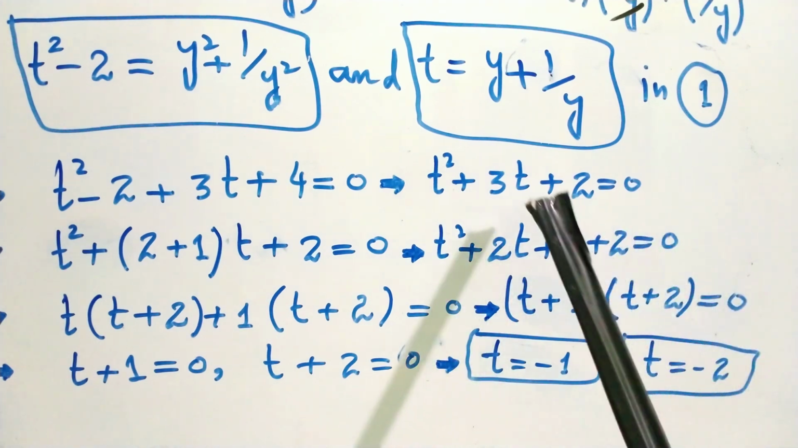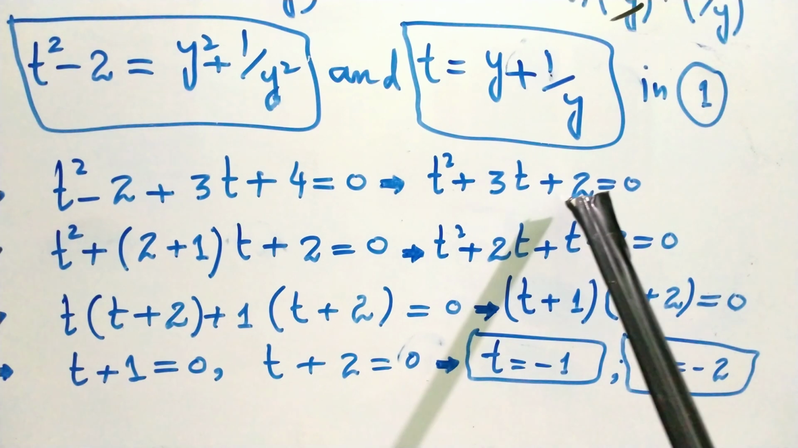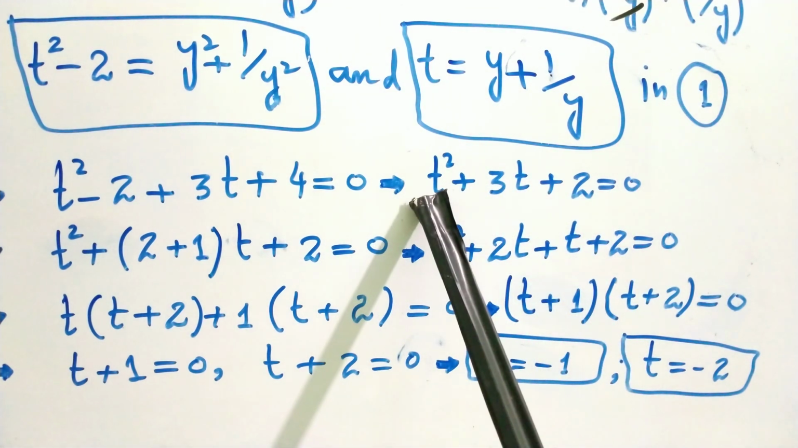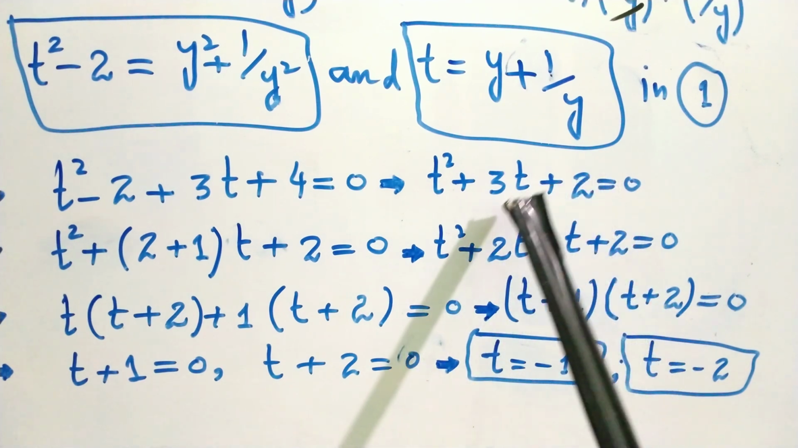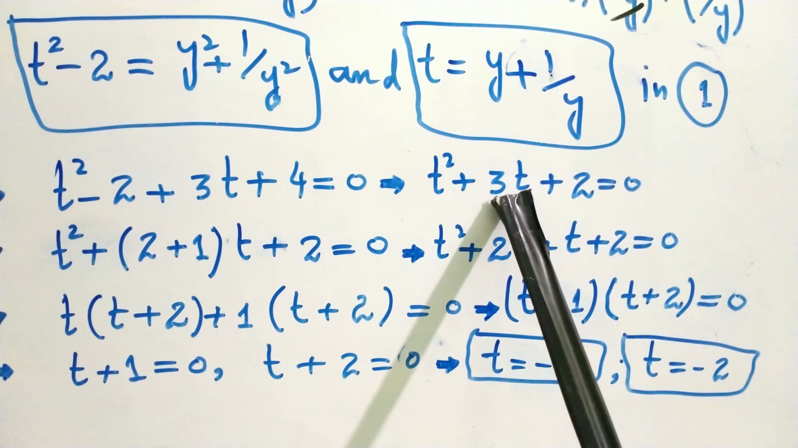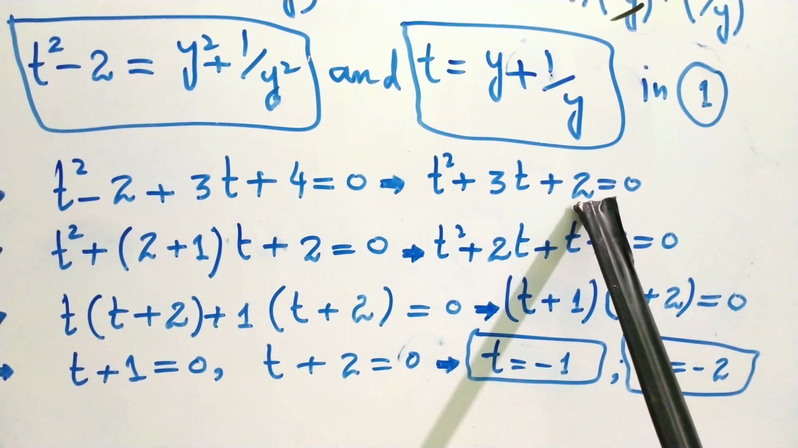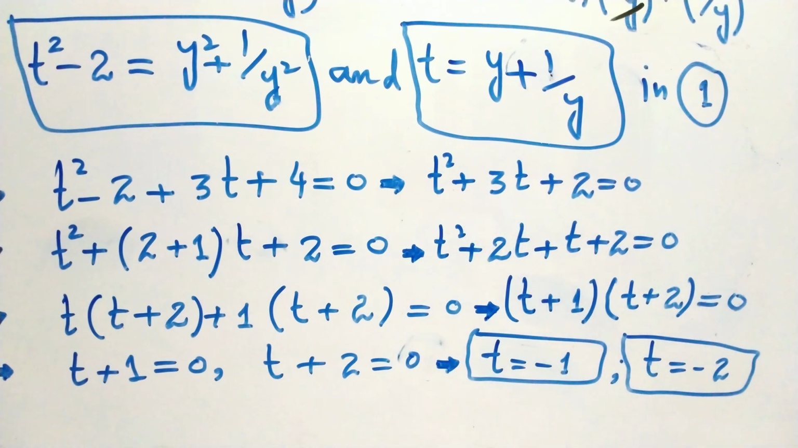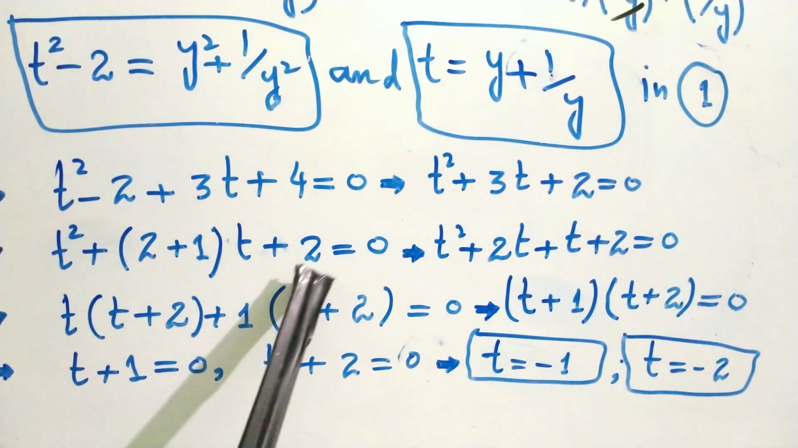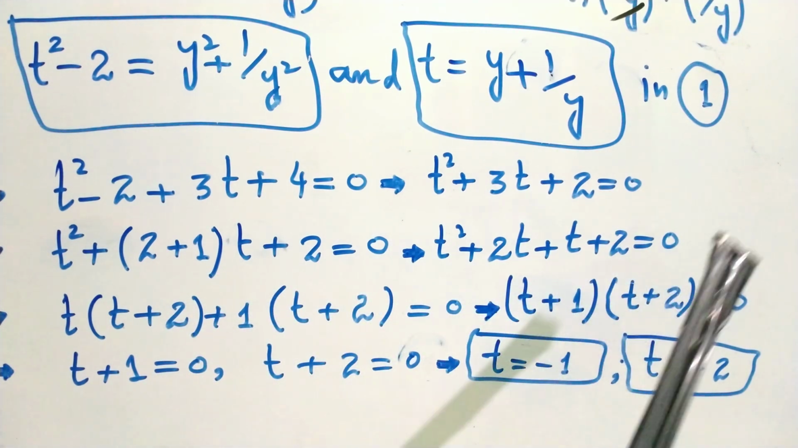We can factorize it and break the middle term. The coefficient of t square is 1 and the constant term is 2. 1 into 2 is equal to 2. So we will break the 3 as 2 plus 1. 2 ones are 2, this product will be created, and 2 plus 1 is equal to 3. So t square plus 2t plus t plus 2 is equal to 0.